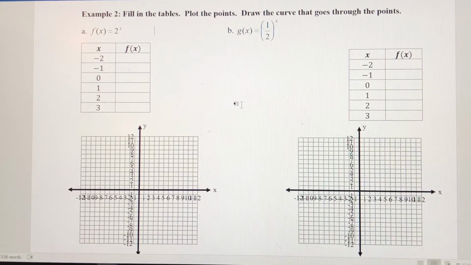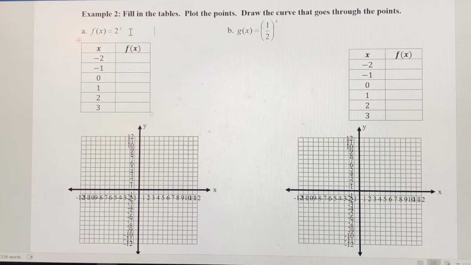Right, so in this video, we're going to graph a couple of basic exponential functions. The first one is f of x equals 2 to the x, and the second one is g of x equals 1/2 to the x. I've already got a table of values set up here, and I've put some values in for x.